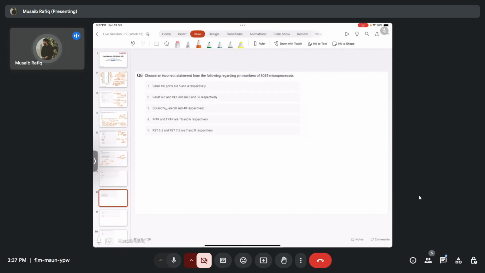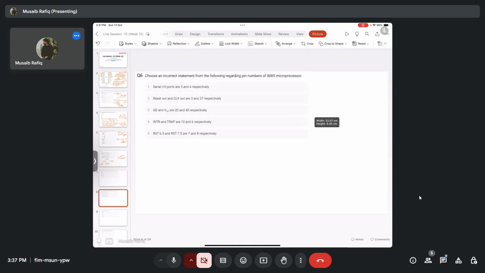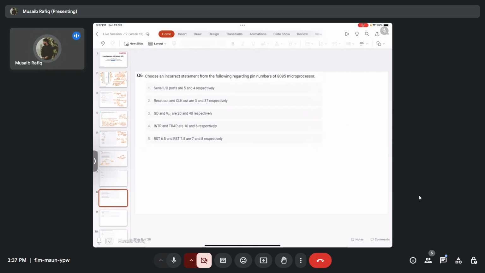Now, I have this question. I hope you remember the pin diagram. If not, we'll take a look at that again to solve this question. But anyways, let's check how many of you can solve it from memory. So choose an incorrect statement. Every time you read a question, just see what it's saying. It's saying incorrect. So you have to choose the incorrect statement from the following regarding pin numbers of 8085 microprocessor.